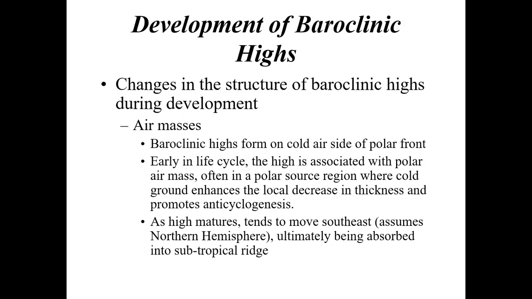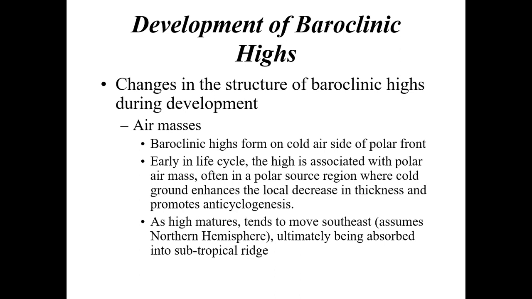Now, changes in the structure of the baroclinic highs during development, air masses. A baroclinic high is typically going to form back in the colder air, the cold air side, to the northwest, to the north of the polar front. Early in their life cycle, the high is associated with a polar air mass, often in a polar source region where cold ground enhances the local decrease in thickness and promotes anticyclogenesis. So typically, baroclinic highs form over flatter terrain. That's a great source region where the winds are fairly light over fairly cold ground. And that's going to occur typically up in Canada for our baroclinic highs that come down in the wintertime.